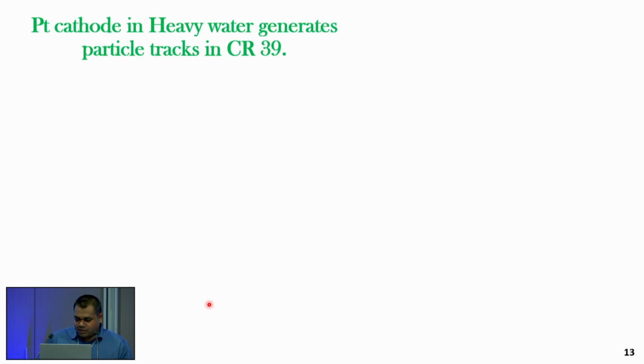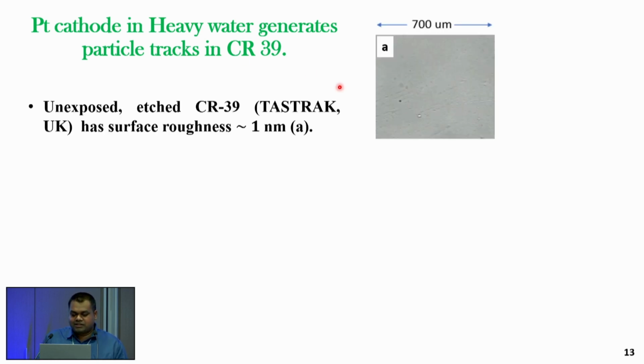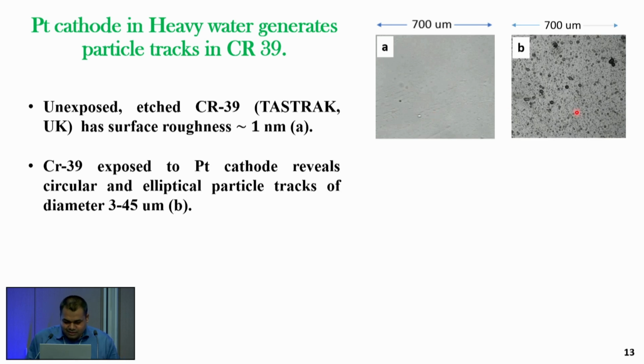So let's have a look at what we got. We basically used a platinum cathode in heavy water. Figure A is a typical image of an unexposed and etched CR39. The typical surface roughness is 1 nanometer. We use an optical profilometer to measure. And then figure B is the image of CR39 which was placed along the platinum cathode throughout the experiment.